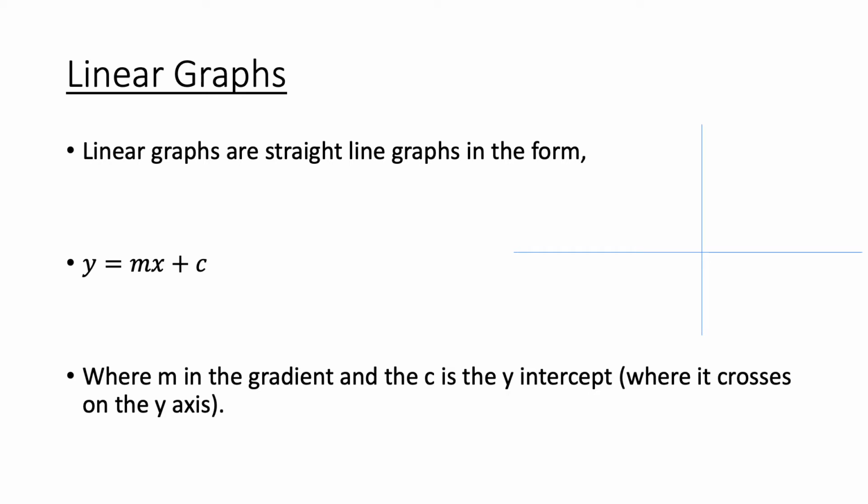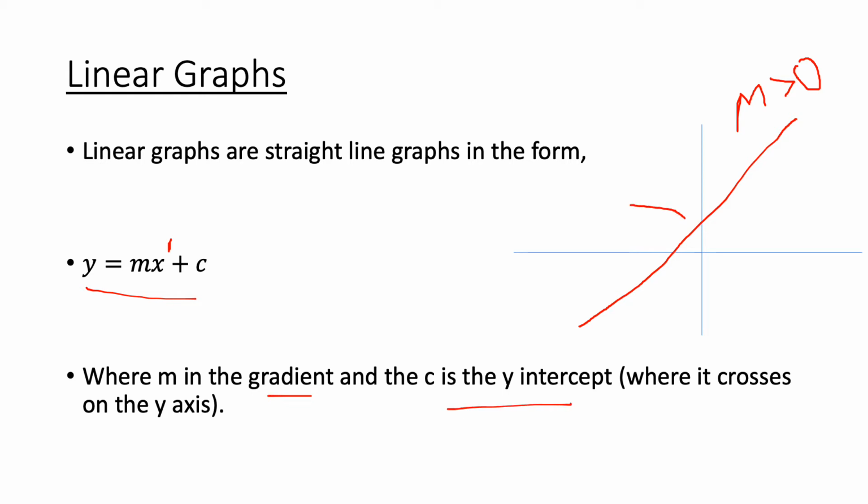Linear graphs. Linear graphs are in the form y equals mx plus c. So it's got a power of 1, and linear just means a power of 1. A linear graph is a straight line graph. m is the gradient and c is the y-intercept, where it crosses the y-axis.